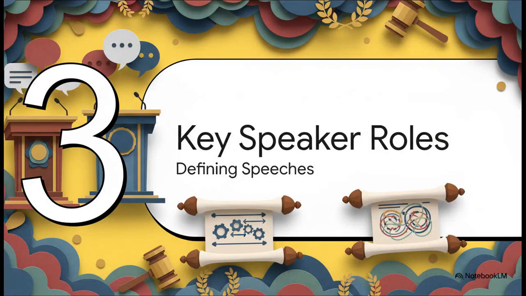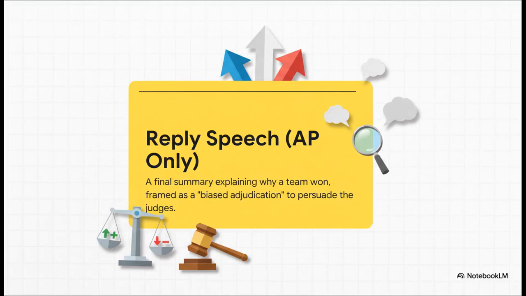So as you can imagine, these totally different team setups lead to some really unique roles for each speaker. Let's dig into the special speeches that really define the strategy of each format. So in AP, the whole debate wraps up with what's called a reply speech. This is a shorter, final speech where one of the speakers basically gets to be a biased judge for a few minutes. Their whole job is to frame the debate, point out the key moments, and make a final case to the real judges for why their team clearly won.